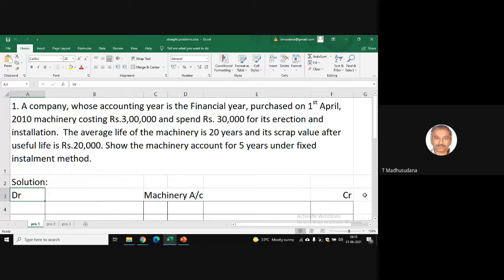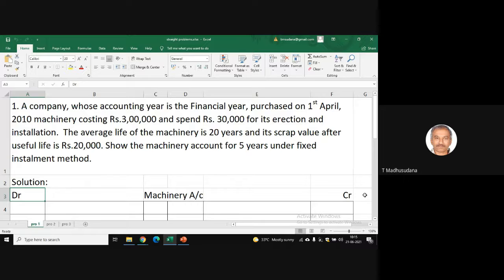So if any asset is purchased and an amount is spent for its erection and installation, whatever the expenses incurred for erection and installation is to be added to the value of machinery. We have to add the installation expenses to the machinery cost. That means here 3 lakhs plus 30,000 is the cost of machinery. So the value of machinery purchased is 3 lakhs 30,000.